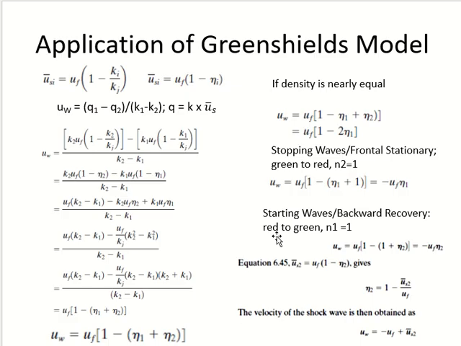This is the equation for U. If I multiply this U with K, it becomes what? Q. Clear? Now, I have Q1 minus Q2. So Q1 will be replaced by US1 into K1, and Q2 will be replaced by US2 into K2, upon K1 minus K2. Now US1 equals to what? According to Greenshield, US is equal to this.